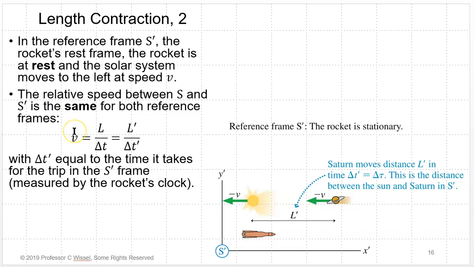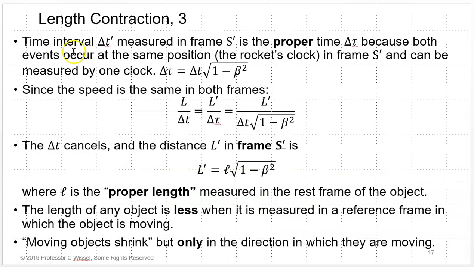The relative speed between S and S prime is the same for both reference frames. So v equals L over delta t. It also equals L prime over delta t prime. Delta t prime is equal to the time it takes for the trip in the S prime frame. That's measured by the rocket's clock. The time interval delta t prime measured in frame S prime is the proper time, delta tau, because both events occur at the same position, that's the rocket's clock, in frame S prime, and can be measured by one clock.